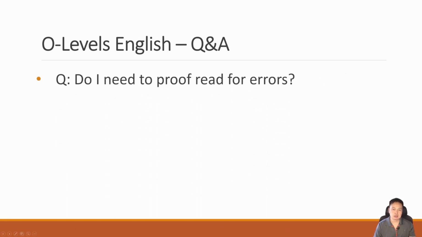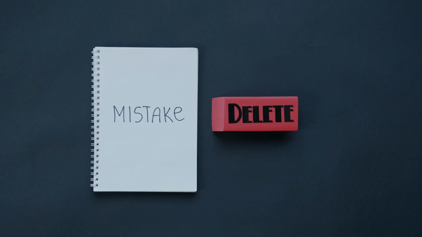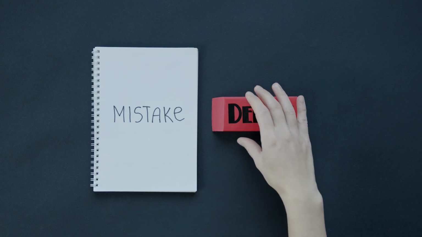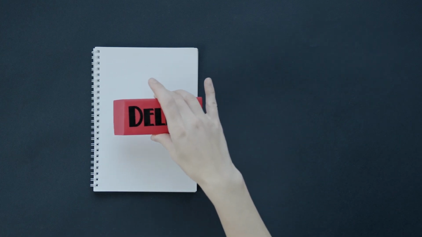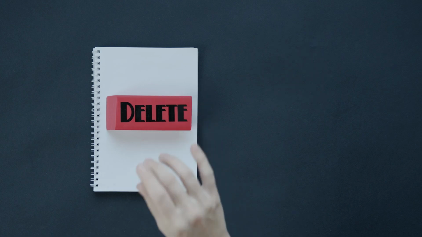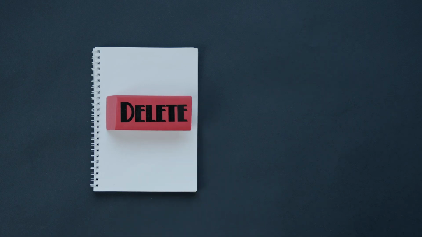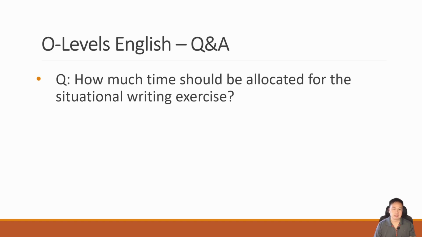Next question. Do I need to proofread for errors? Of course, that goes without saying, but again, not just proofread for grammatical errors, right? The normal stuff that you should check. Also make sure that you address all the tasks fully for the situational writing, because that is very, very important, all right? How much time should be allocated for the situational writing exercise?